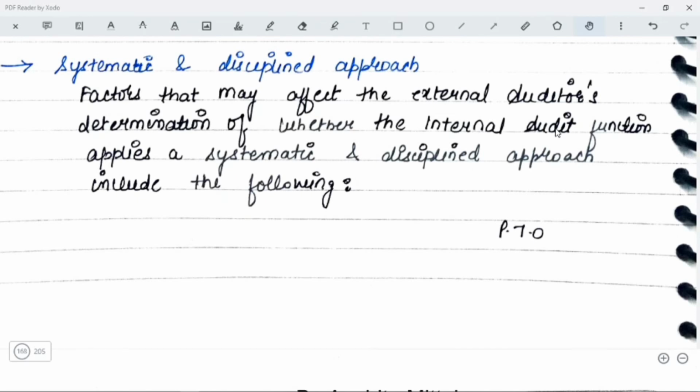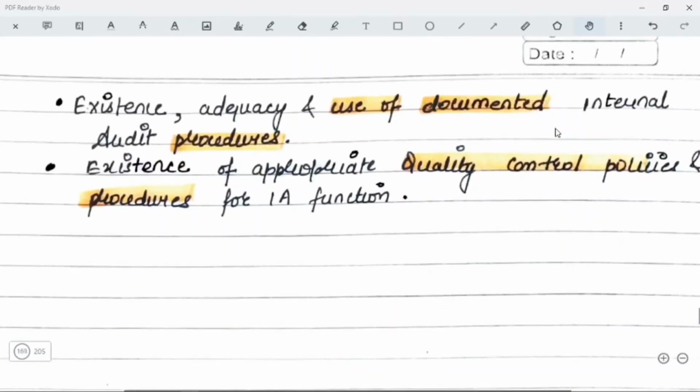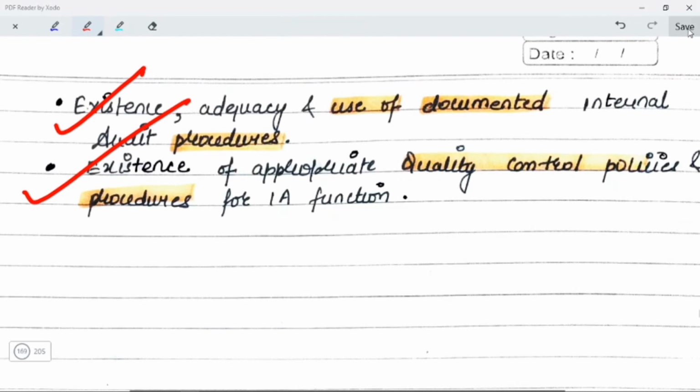Next, systematic and disciplined approach. What are the factors that may affect the external auditor's determination of whether the internal audit function applies a systematic and disciplined approach? There are two points in it. First of all, the existence, adequacy and use of documented internal audit procedures, that is, how he is documenting his procedures. Second, the existence of appropriate quality control policies and procedures for the internal audit function.